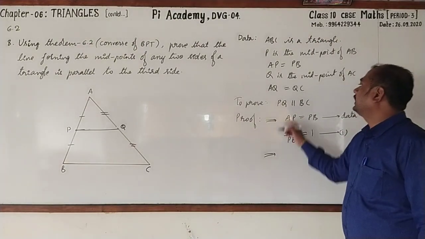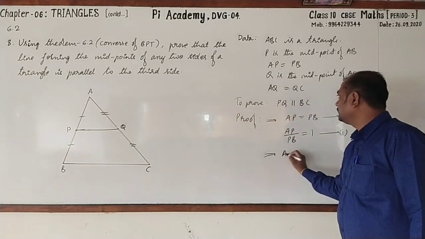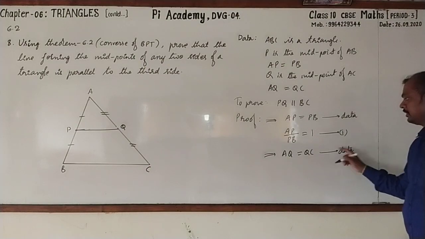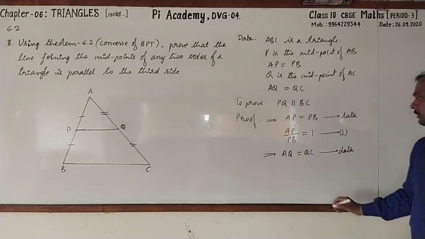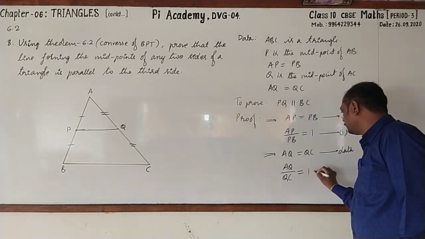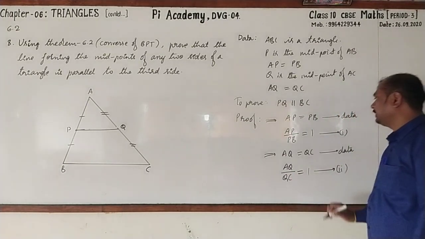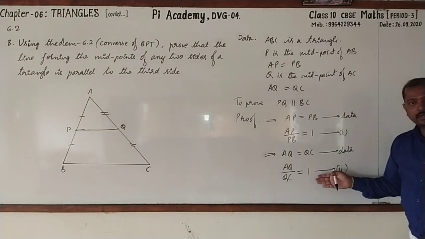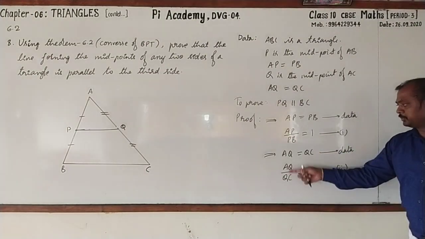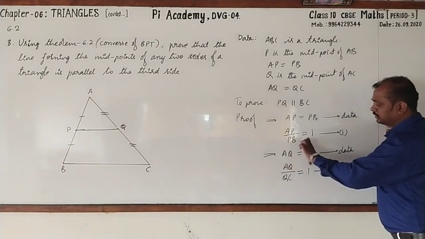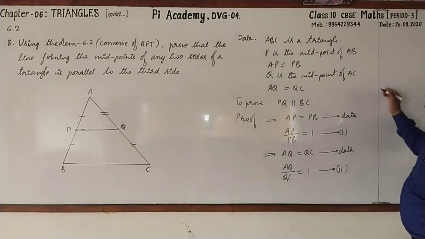Similarly, I take one more. It is AQ equal to QC. Again, this is also from data. Transfer QC to the denominator. So AQ by QC is equal to 1. Call it as statement 2. See that statement 1 and 2. On observing them, you can come to know that both the ratios are equal to 1 only. These are the two things equal to the same thing are equal to one another.